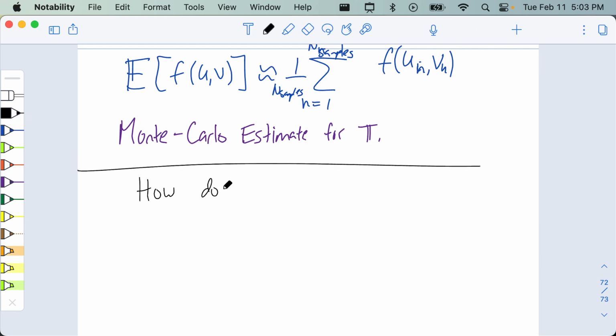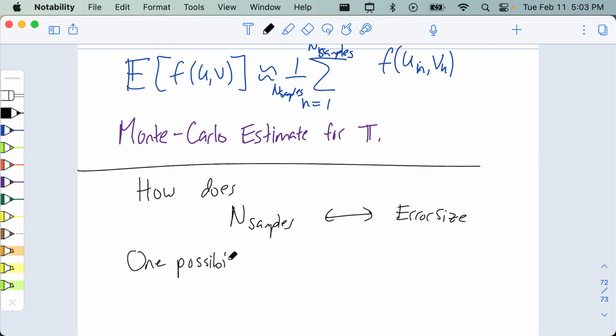how does number of samples compare to error size? Error size. And I guess what you're thinking is if you multiply the number of samples by 10, then the error size goes down by 10. Which is like one possibility, which is the error size is 1 over the number of samples. So if you multiply the number of samples by 10, then the error size goes down by 10. That would be nice.